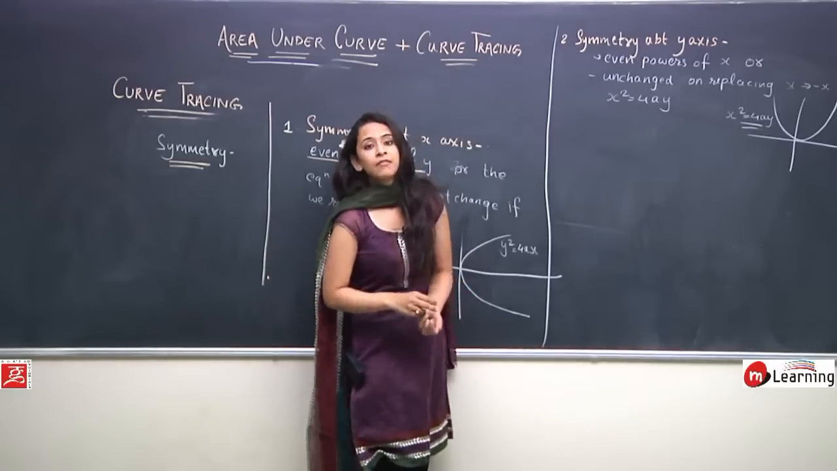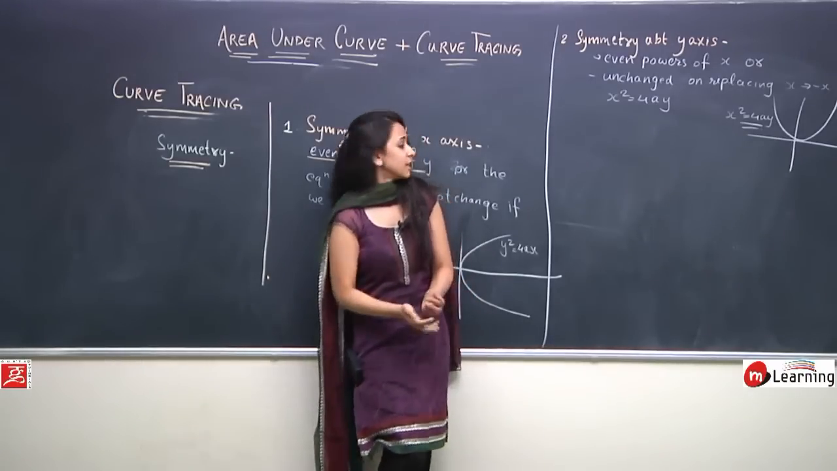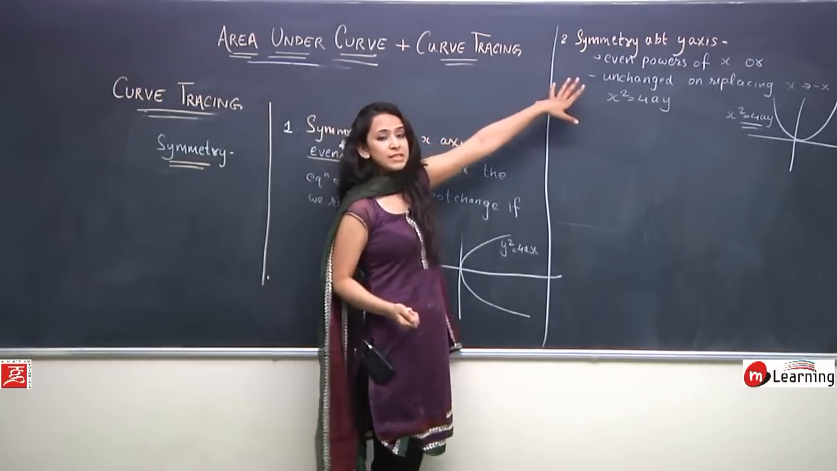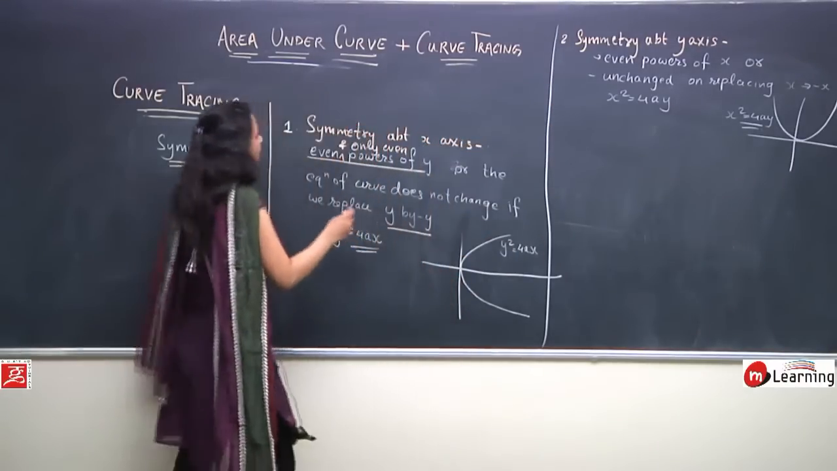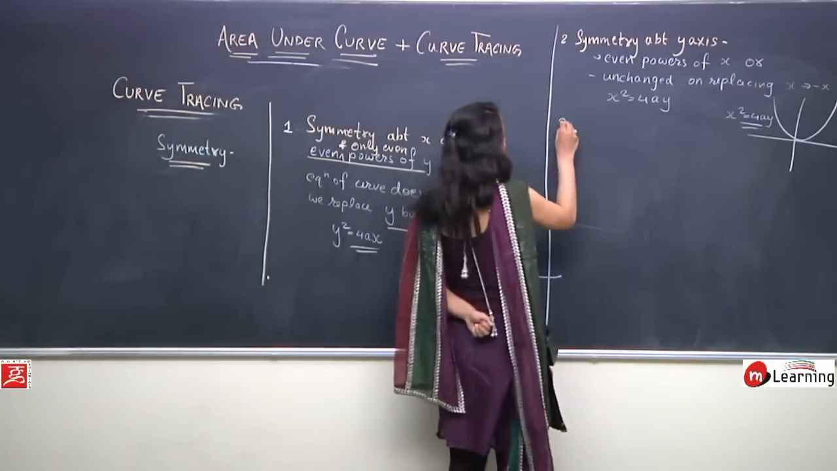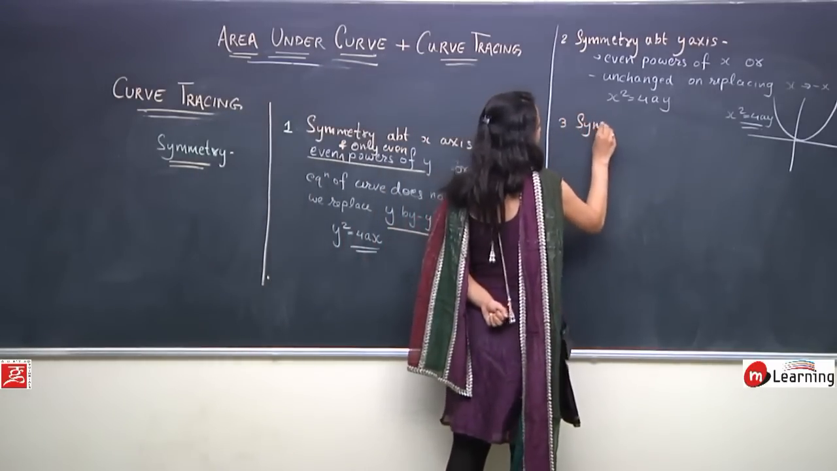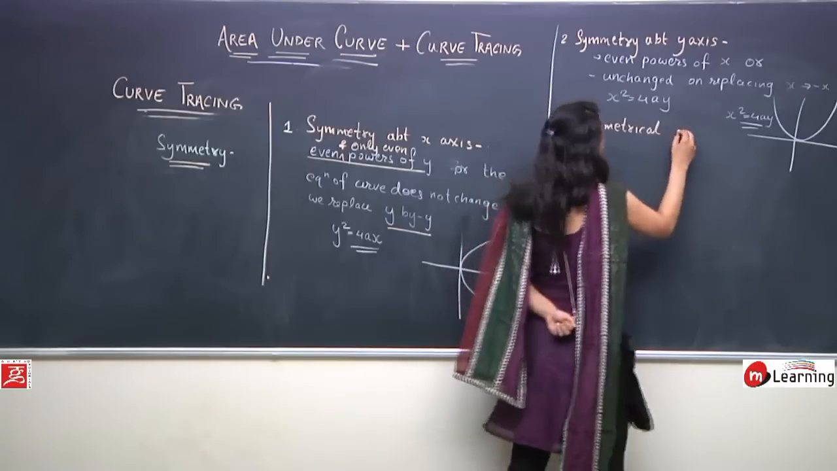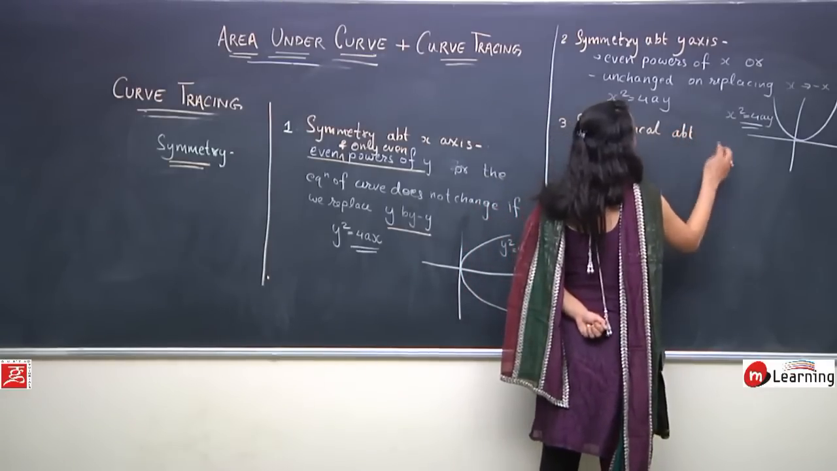Next we can see whether the curve is symmetrical about both the axes. This is the condition for individually x axis, this is the condition for individually being symmetrical about y axis. We can see whether the curve is symmetrical about both the axes.